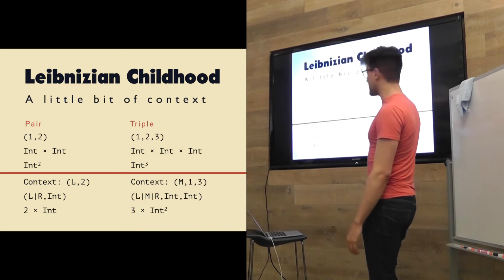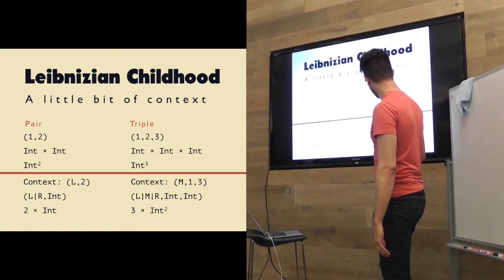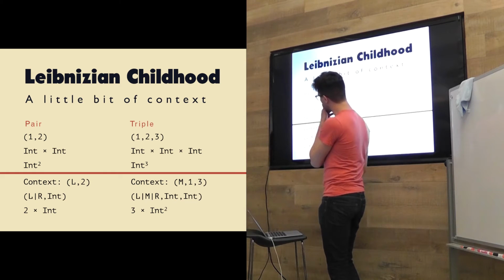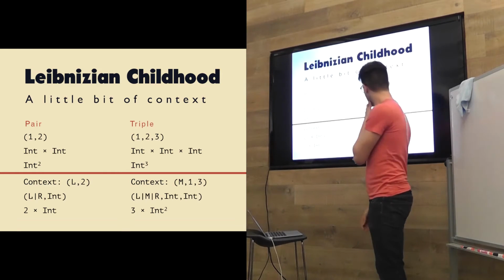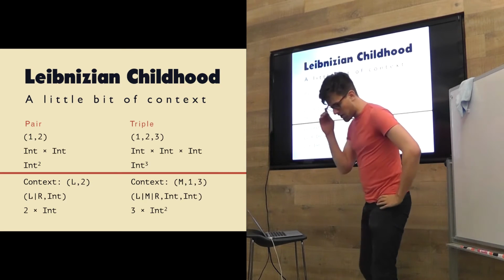And let's look at this type. This can be one of 3 things: left, middle, right. There's a 3, times int squared. So before I had int squared, and now I have 2 times int for its one-hole context type. Previously I had int cubed, and now I have 3 times int squared. Where have I seen that?